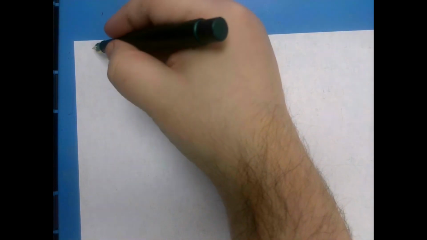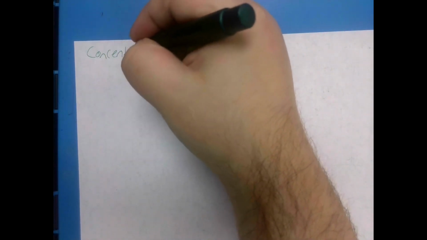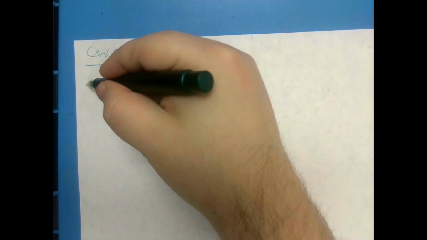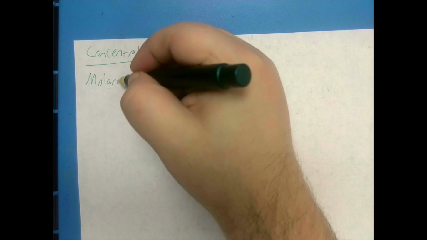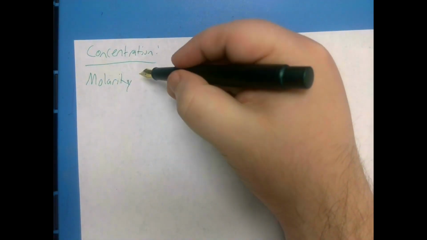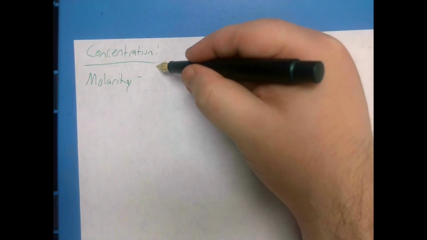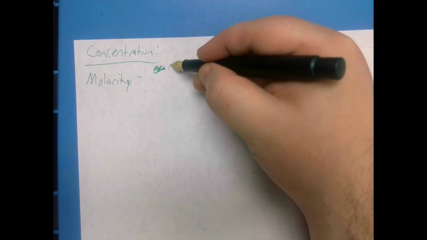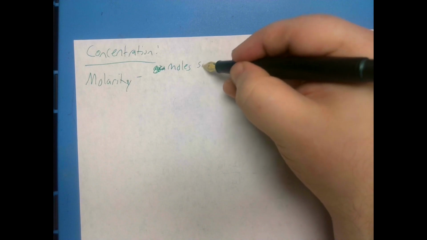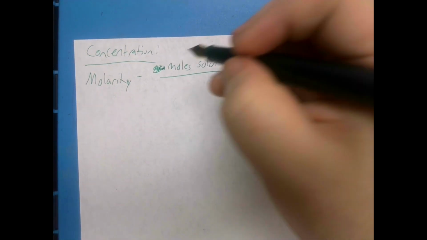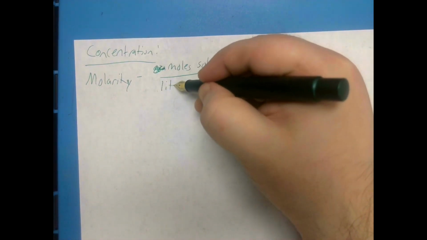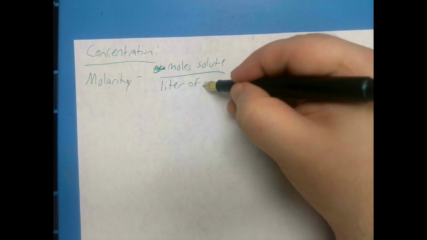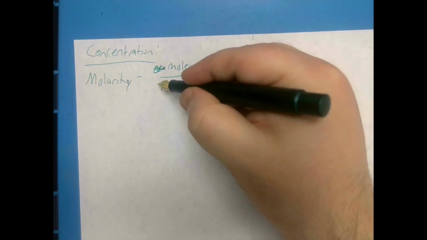So let's talk about concentration. The various concentrations we can have is obviously molarity. Molarity is moles of solute per liter of solution, 1 liter.